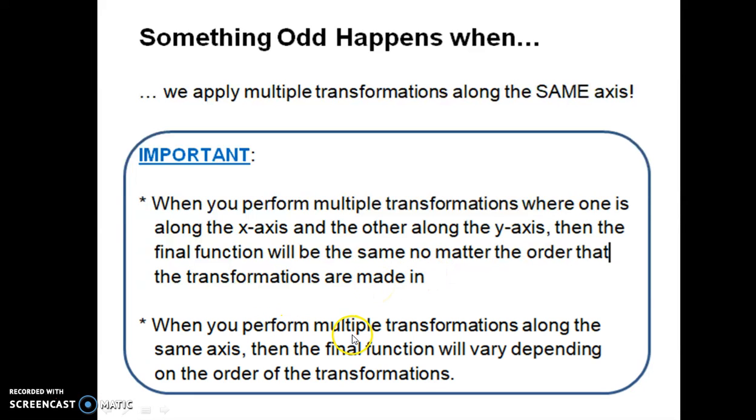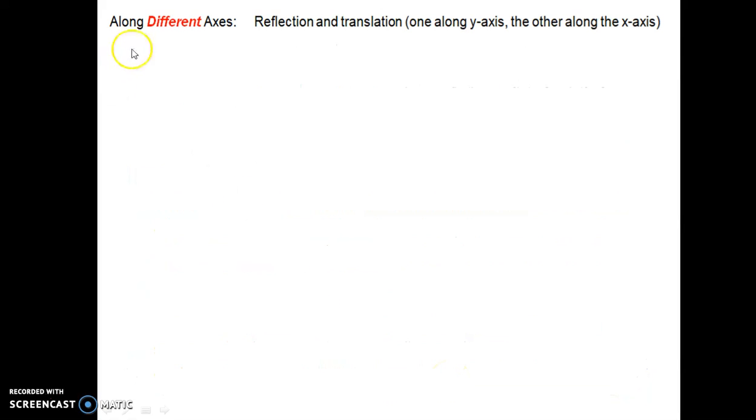However, when you perform multiple transformations along the same axis, then the final function will vary depending on the order of the transformations. We'll take a look at this with some examples. First of all, we're going to work along different axes, and we're going to do a reflection and translation, one along the y, one along the x. So we're going to start with this function, the cubic.